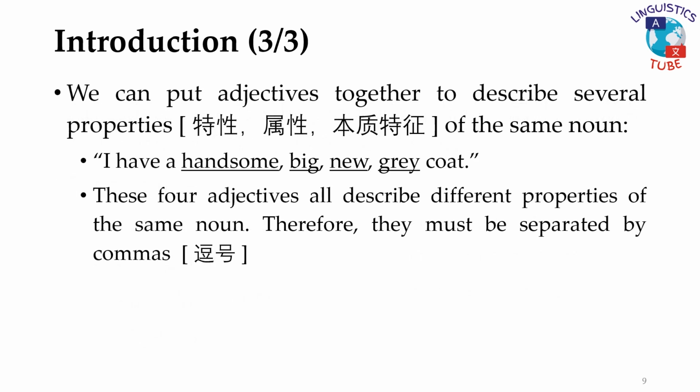It is very common to put several adjectives together in order to describe multiple properties of the same noun. So, for example, in the sentence, I have a handsome, big, new, grey coat, all these adjectives are modifying coat. So they are giving us more information about 4 different properties of the coat. We could call handsome an opinion, big is size, new is age, and grey is colour. Together, we have a detailed understanding of the coat. In terms of punctuation, if several adjectives describe several properties of one noun, then they must be separated by commas. We'll learn more about this in section 5 of this episode.